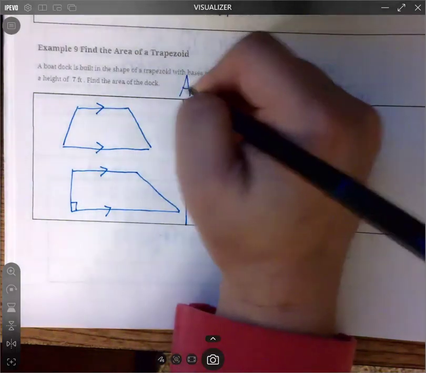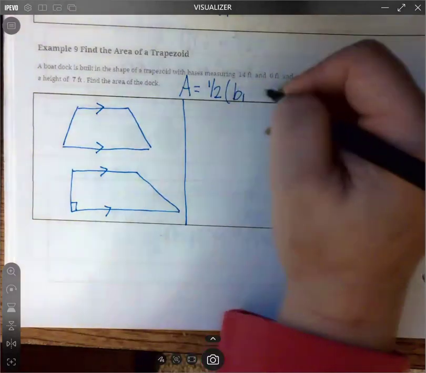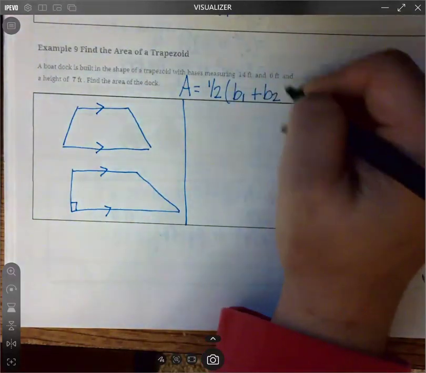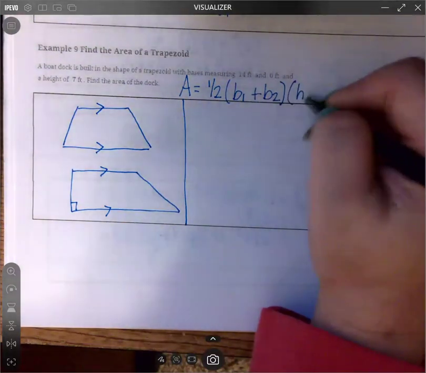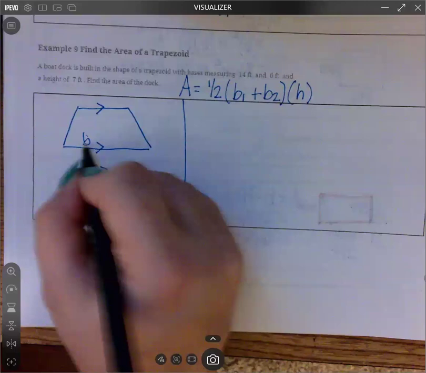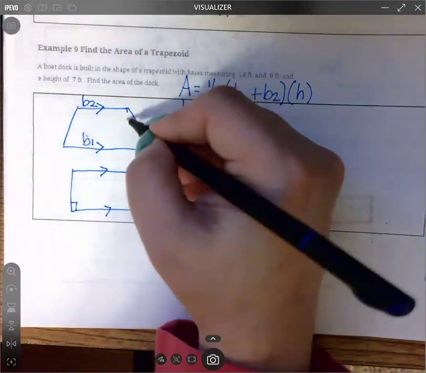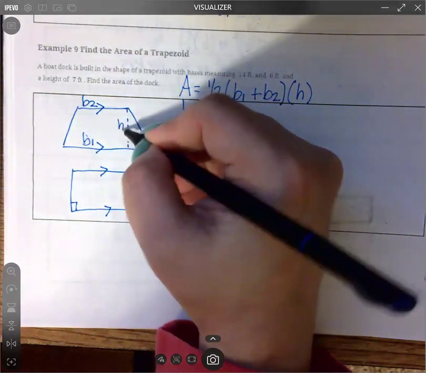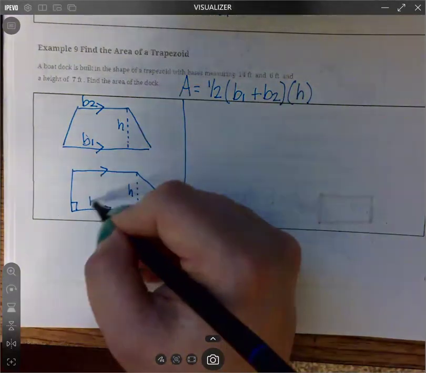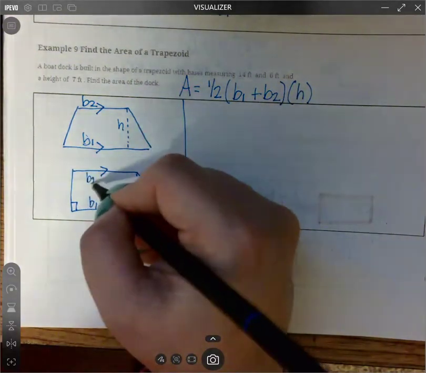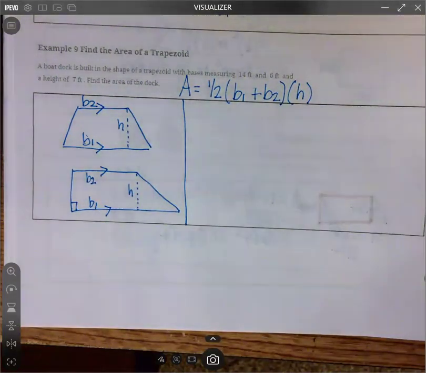Our formula is 1/2 times (base 1 plus base 2), notice I'm putting that in parentheses, times the height. So this is base 1, this is base 2. And again, our height is the height if I were to draw in this dotted line, as for the triangle. I'm labeling both diagrams, so regardless of which shape, the process is the same.